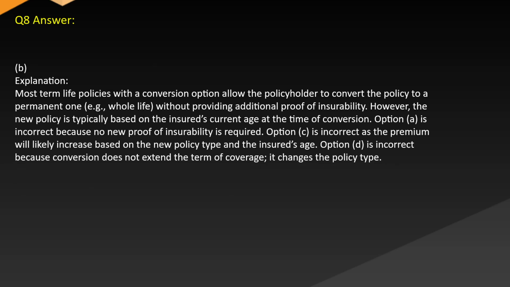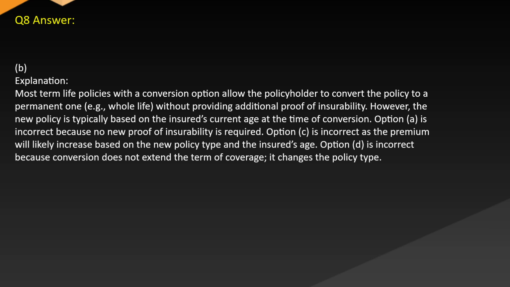Answer B. Explanation. Most term life policies with a conversion option allow the policyholder to convert the policy to a permanent one, e.g. whole life, without providing additional proof of insurability. However, the new policy is typically based on the insured's current age at the time of conversion.